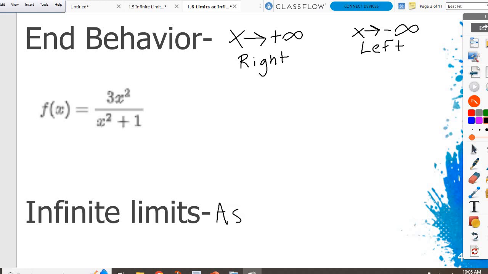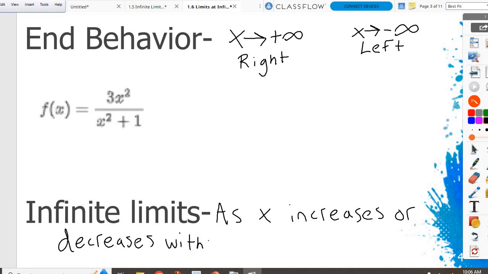So, as x increases or decreases without bound, f of x approaches some value of L. Yes? So this is the notation we want to use. We want to use our limit notation. Okay? So if I'm talking about this f of x, I have the limit.